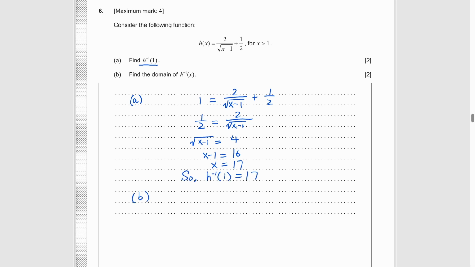For part B, we need to find the domain of the inverse of h. The domain of the inverse is the same as the range of the original function h. Therefore, the domain is x greater than 1/2.